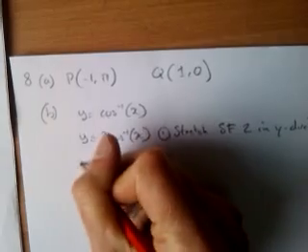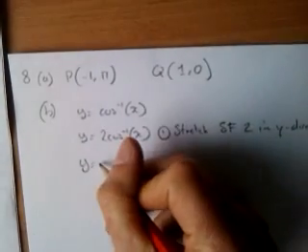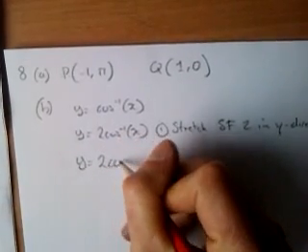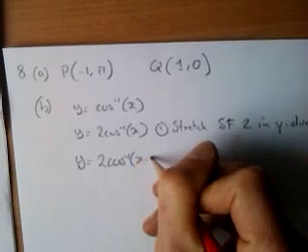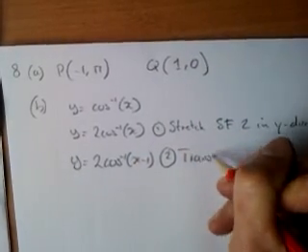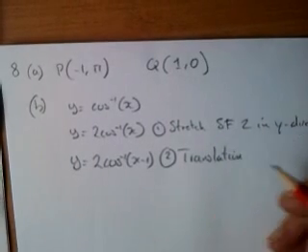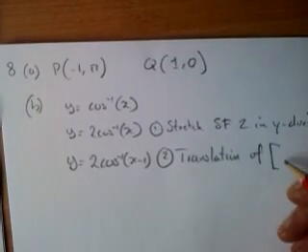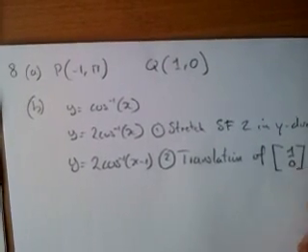Our second transformation will go from y equals 2 inverse cos of x to y equals 2 inverse cos of (x minus 1). So our second transformation will be a translation. Important to get the word in. Translation of, it's 1 to the right, so (1, 0).